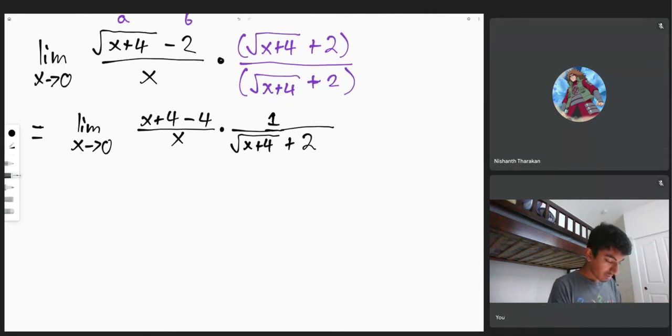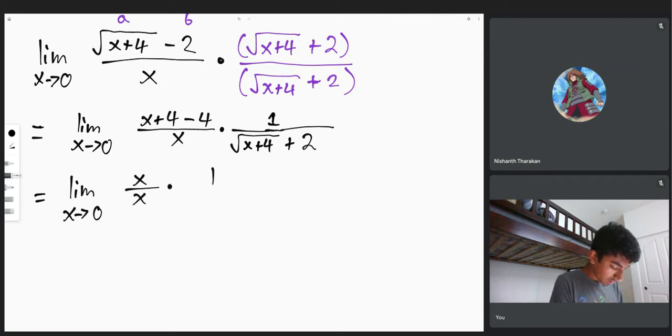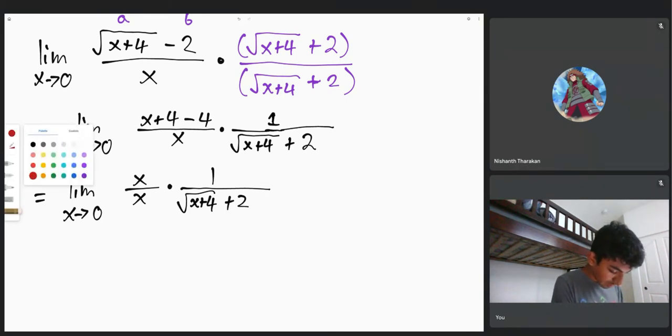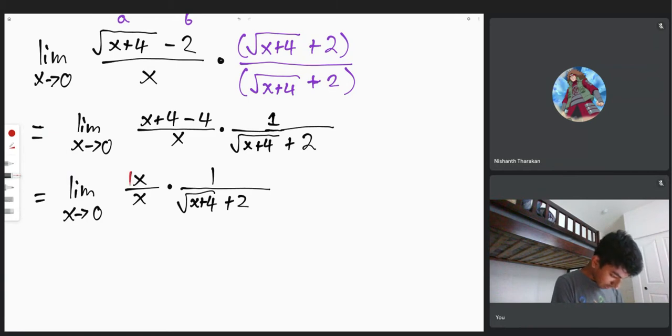Now let's try to simplify this a little bit. This equals the limit as x goes to 0 of x over x times 1 over root x plus 4 plus 2. Now we found our common factors. I don't want the eraser yet. I want to be able to highlight the common factor on the denominator and the numerator. We can cancel them out, leaving us with just this.